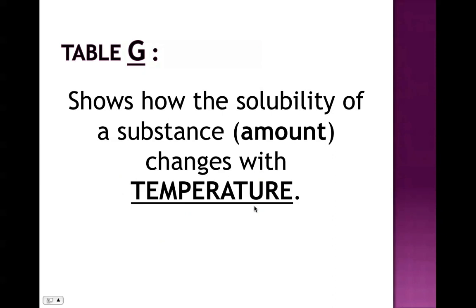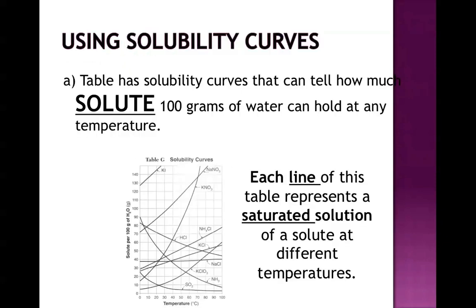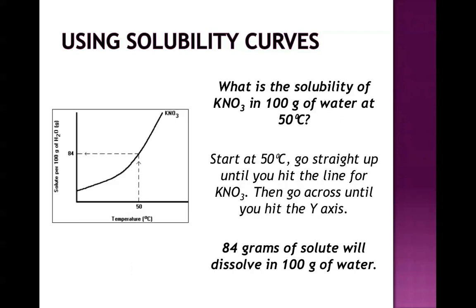All right, so Table G, this involves our solubility curves. This shows how the solubility of a salt substance, the amount, changes with temperature. So we're solely focusing on temperature. We're going to hold pressure constant and leave that out of this relationship. So using our solubility curves, we can tell how much solute 100 grams of water can hold at any given temperature. Each line of this table represents a saturated solution of a solvent at different temperatures. So again, I can figure out how much solute I can saturate my 100 grams of water with at any specific temperature from 0 to 100.